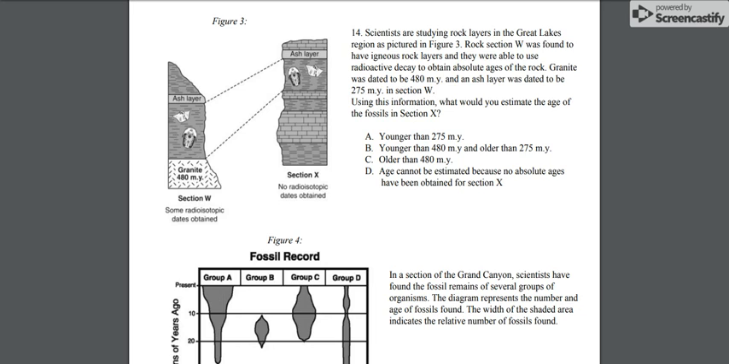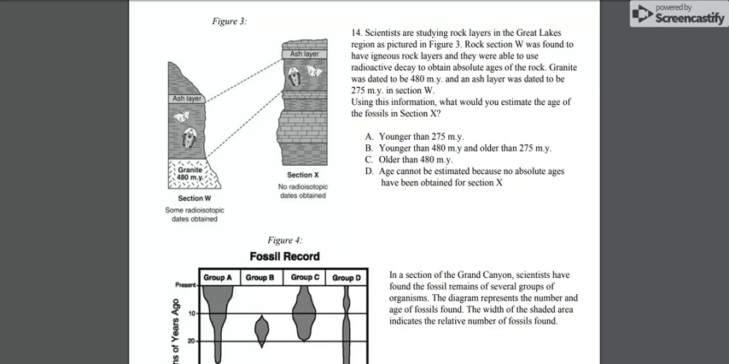Number 14. Scientists are studying rock layers in the Great Lakes region as pictured in figure 3. Rock section W was found to have igneous rock layers, and they were able to use radioactive decay to obtain absolute ages of the rock. The granite was dated to be 480 million years, and an ash layer was dated to be 275 million years in section W. Using this information, what would you estimate the age of the fossils in section X?